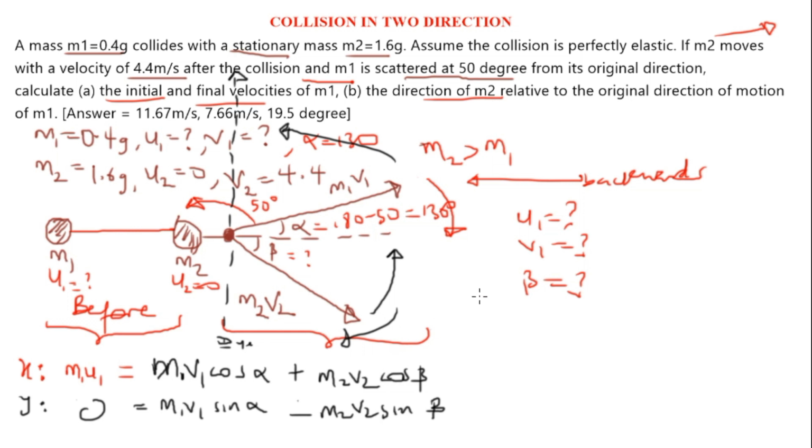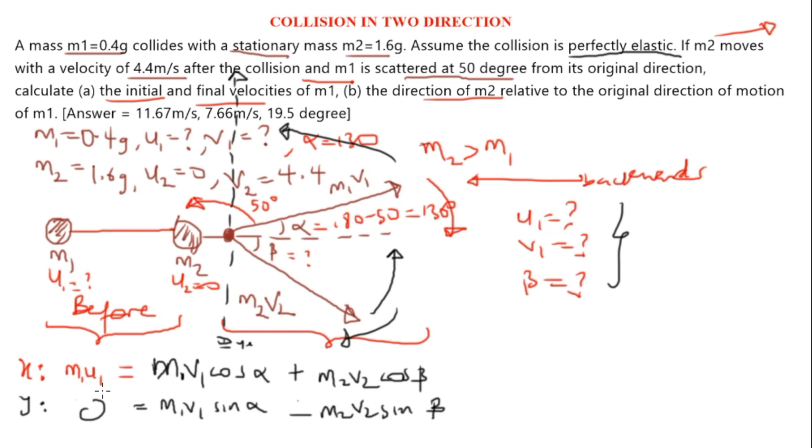Now, but I have 3 unknowns, so these 2 equations will not be able to help me. We need 3 equations to solve 3 unknowns. But recall that the collision is perfectly elastic. It means energy is conserved, and if energy is conserved in a collision, it means that after the collision, the 2 bodies, the 2 objects, possess kinetic energy to be able to move in their separate ways.